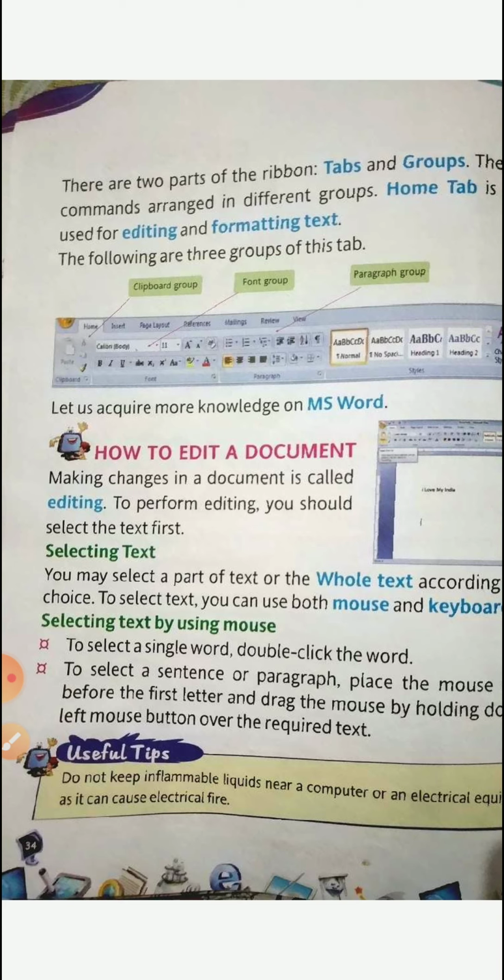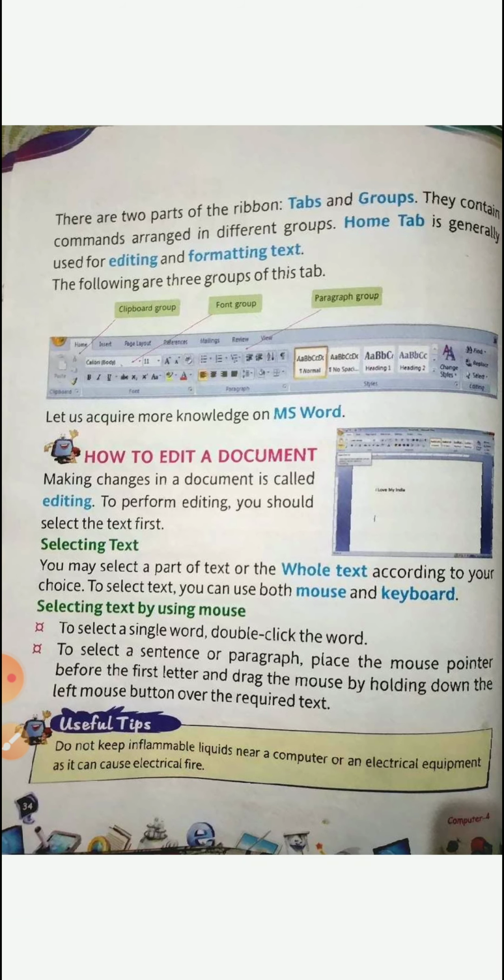To select a single word, double click the word. Whatever word you are going to select, you have to double click on that. Then to select a sentence or paragraph, place the mouse pointer before the first letter and drag the mouse by holding down the left mouse button over the required text.